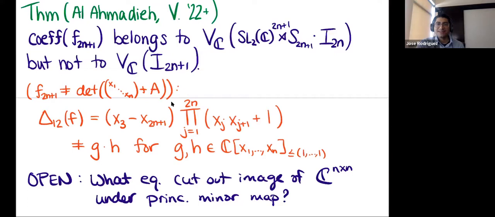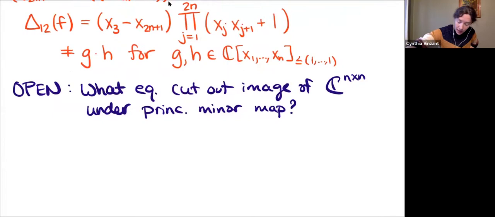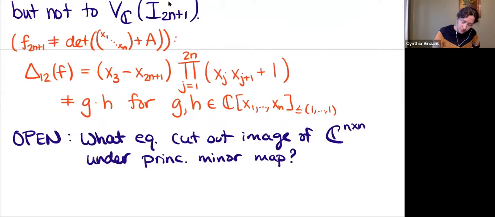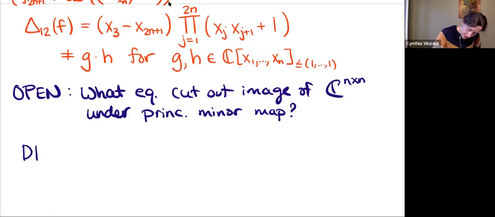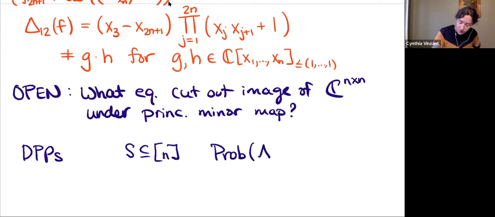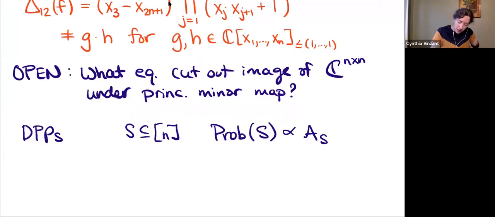So Carlos says, can you please comment on any applications to DPPs, determinantal point processes in probability or statistics? So determinantal point processes is one nice application of these, where you consider sampling a subset of one through n with probability of picking S proportional to the principal minor. So this is one reason that one might want to understand the image of the principal minor map.